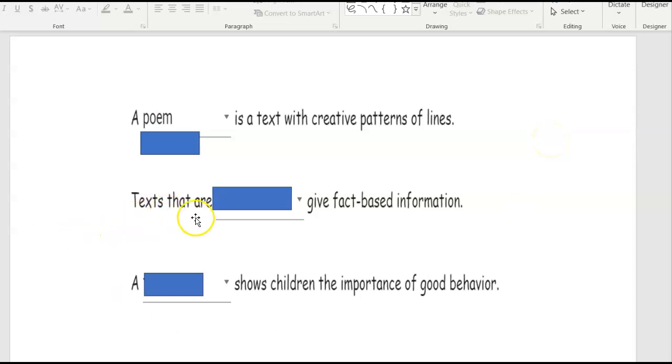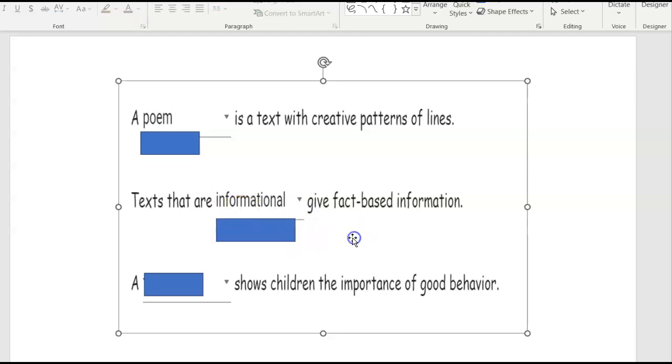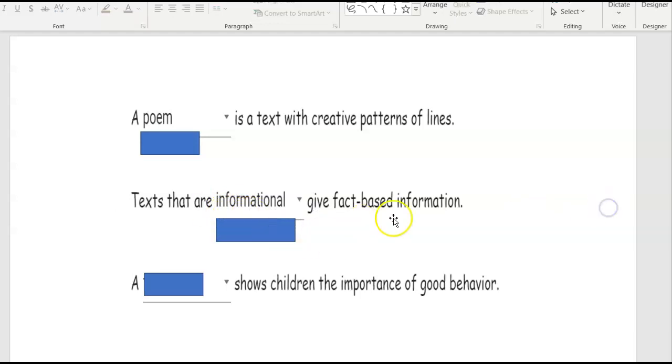The next one says texts that are blank give fact based information. And we are going to use this word information to help us figure out what kind of a text it is. Is it going to be fables or informational text? Hopefully you're thinking it is informational text. That's what an informational text does. It gives us facts. So things like newspaper articles, that's going to be a type of an informational text.